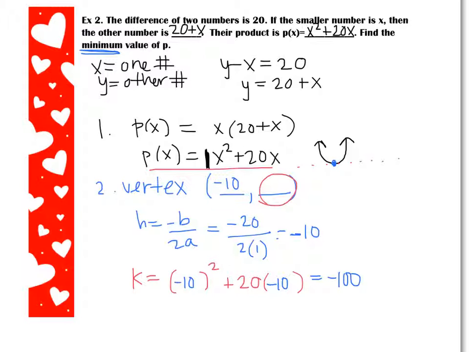So the question is find the minimum value of their product. So the minimum product is negative 100.